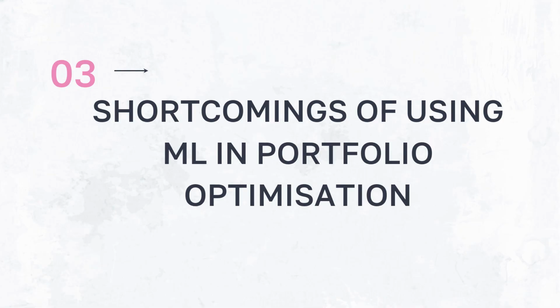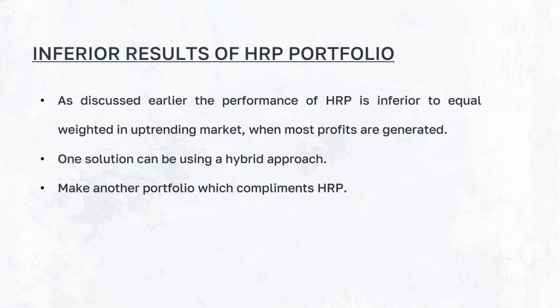Let us now see the shortcomings of using machine learning in portfolio optimization. Number one, inferior results of HRP portfolio. As we discussed earlier, the performance of HRP is inferior to an equally weighted portfolio in uptrending market where most of the profits are generated. One solution can be using a hybrid approach such that we make another portfolio which complements the HRP portfolio.